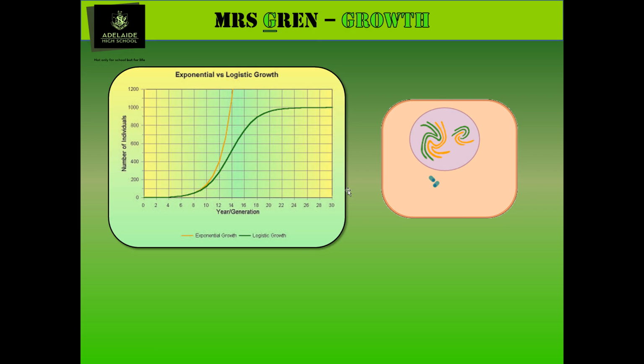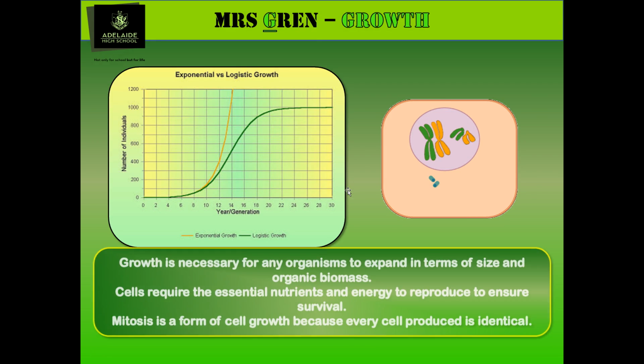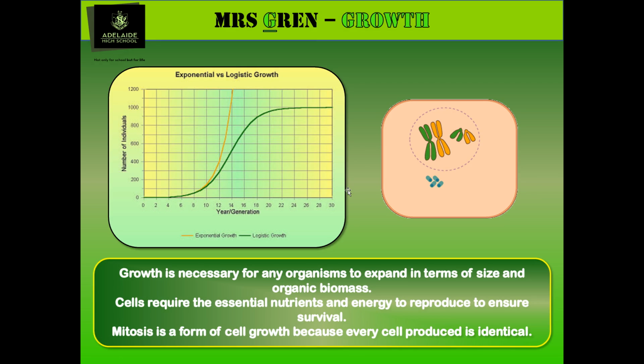Now, in terms of growth, you definitely need growth because organisms need to expand, not only in terms of the size, but the organic biomass content that is contained within the organism. You need nutrients and energy to reproduce and also to ensure survival. And one thing about growth is that it is in the form of mitosis. The process of mitosis produces cells which are identical to each other.